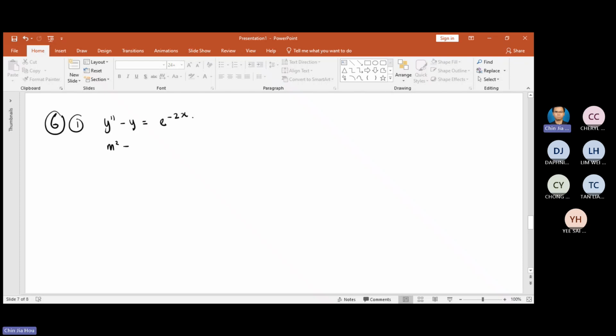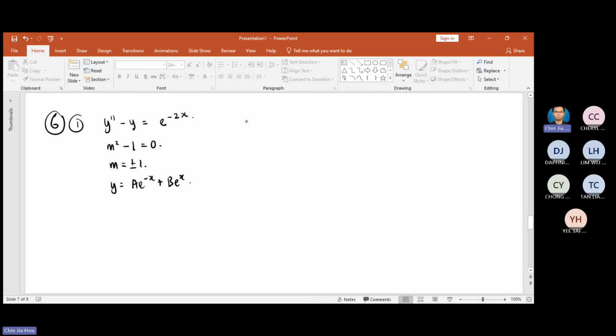We have m squared minus 1 equals 0, so m equals plus or minus 1. Then we have y equals a e^(-x) plus b e^(x). As you can see, if you do it frequently enough, it is super fast. If you are not practicing enough, you do it slowly like that.